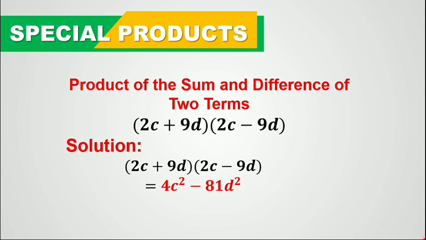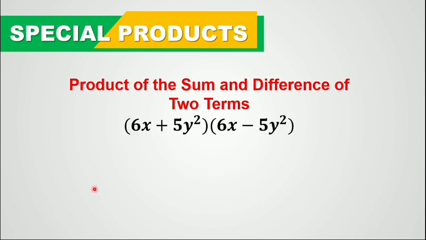Now what about this? Let's multiply 6x plus 5y squared by 6x minus 5y squared. So as what you can see, they have the same terms, first term and first term, second term and second term. So parehas lang sila mga first terms o second terms. And then they have different signs, this is plus and this is minus. So pwede sila gamitan sa product of the sum and difference of two terms nga pattern.